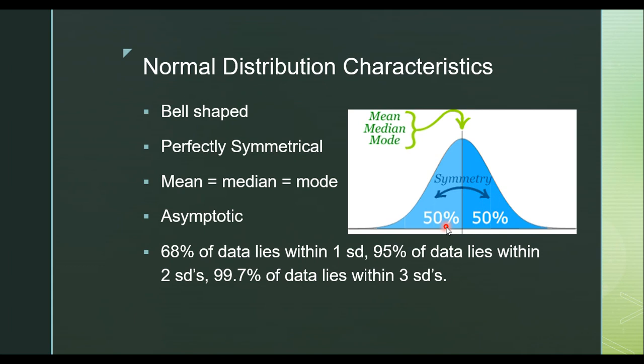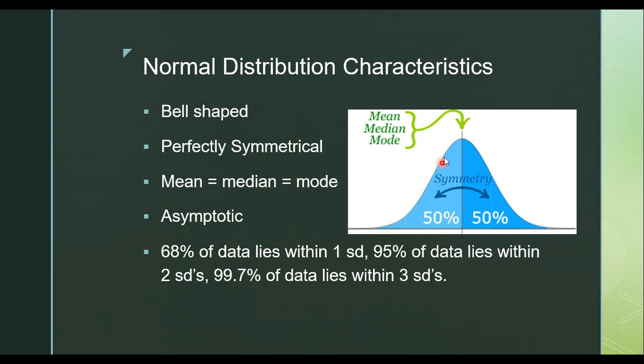So this kind of leads us right into normal distribution characteristics. This is the most frequently occurring distribution that we see in a lot of phenomena, such as body weight, height. A lot of biological things happen to fall in normal distribution curves.